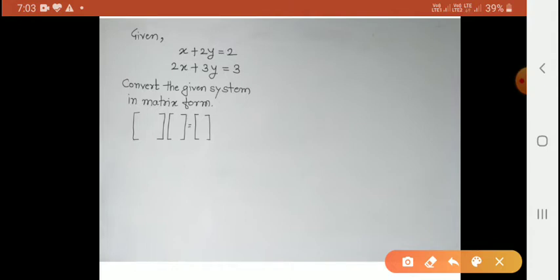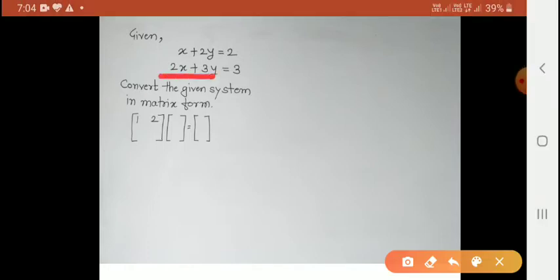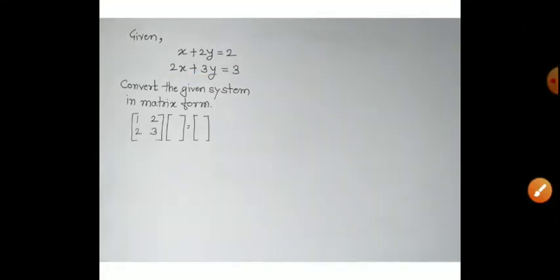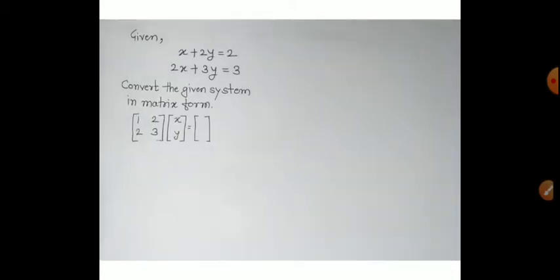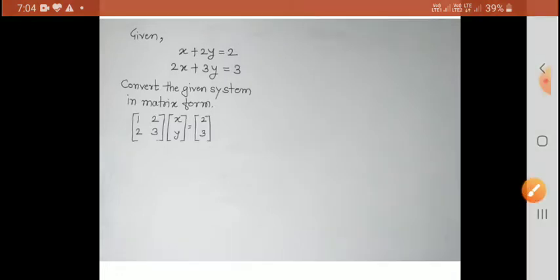In the first matrix, the first row is the coefficient of x and y in the first equation. The coefficient of x is 1 and the coefficient of y is 2, so the first row is 1, 2. For the second row, take the coefficients of x and y in the second equation, so the second row is 2, 3. The second column matrix is x, y, two variables, equal to 2, 3.